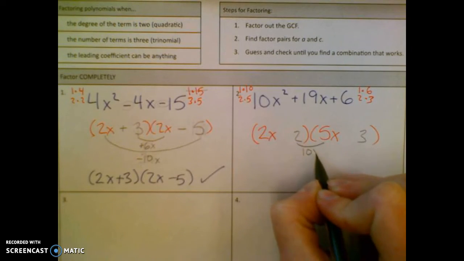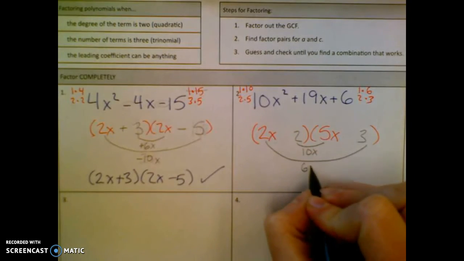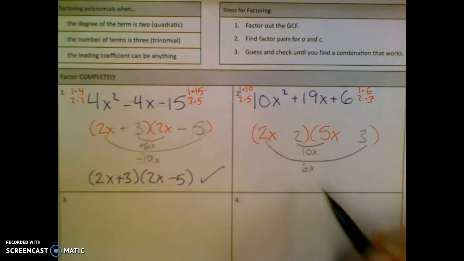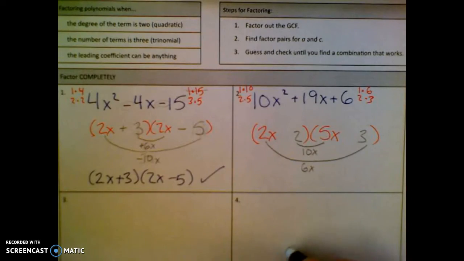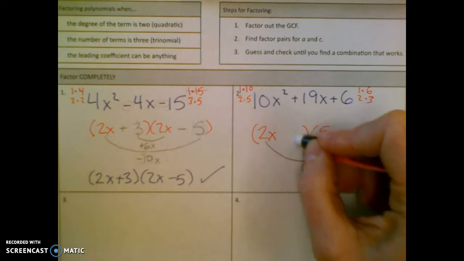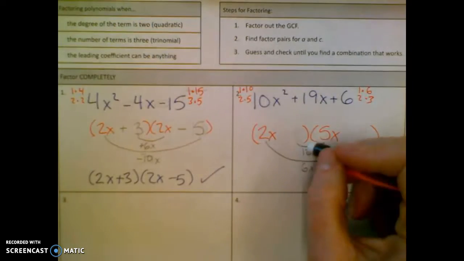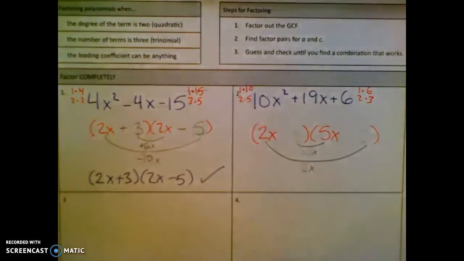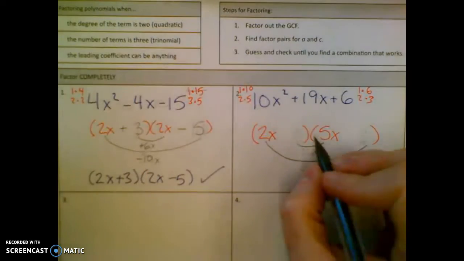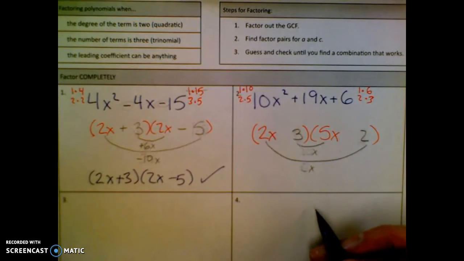2 times 5x is 10x, and 2x times 3 is a 6x. Well, 10x and 6x added together give me 16. Subtracted give me 4. They do not give me 19. So therefore, 2 and 3 do not work in their current order. But if I swap them, I do create a different problem. On the last one, we had a 2 and a 2, so swapping didn't make a difference. But here, swapping will make a difference. So I'm going to try 3 and then 2 before I say it's officially not working.